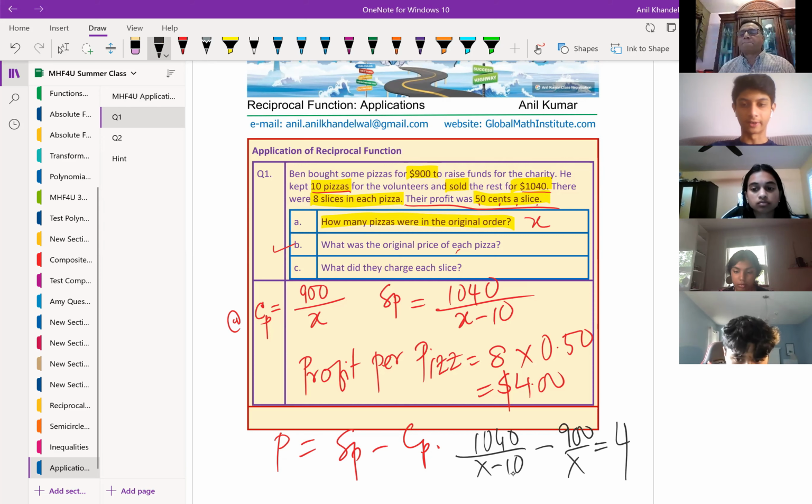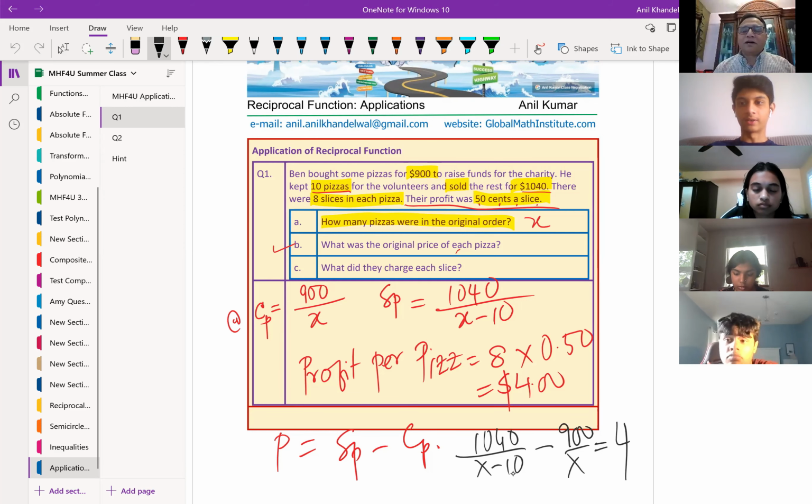Sir, and then you solve for X, right? Yeah, just multiply by the common factor, X times X minus 10. So you'll get a quadratic equation. Solve that quadratic equation to get your answer. But the important part is, is this equation clear to you?